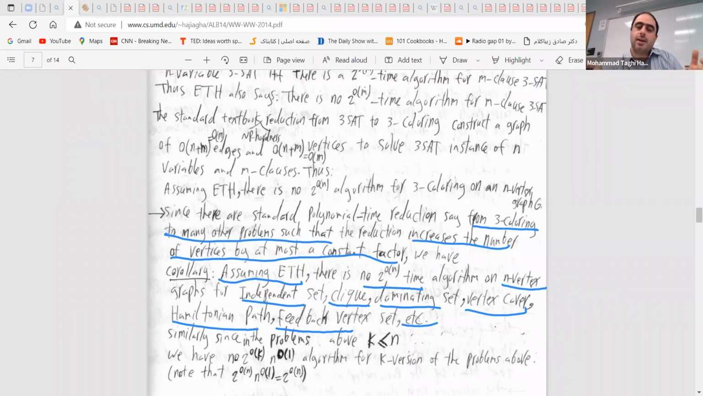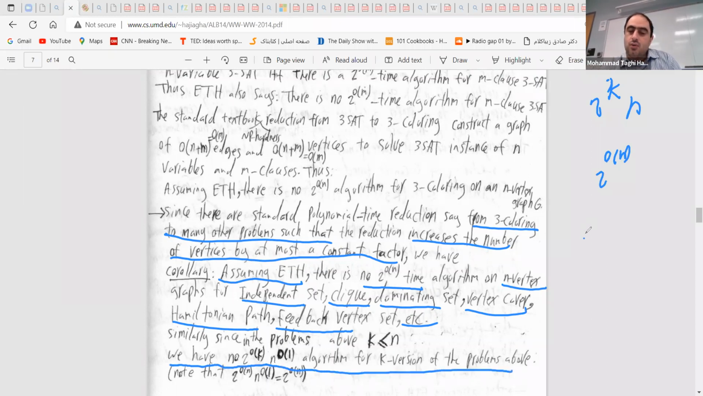This also says that, in general, even for vertex cover, we could get a fixed parameter algorithm, like 2 to the k times n. But in general, for n, we cannot do better than 2 to the little o of n. So this reduction can give this: if you consider the k version of these problems, there is nothing better than 2 to the little o of k for these problems.